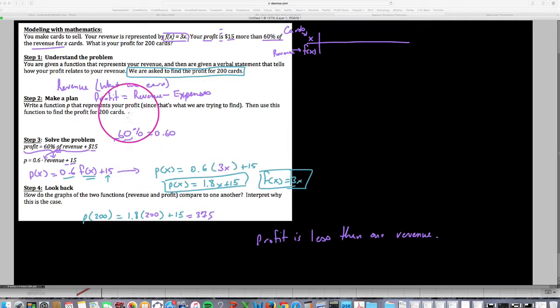But that's how we could look at an application situation, modeling with math here, when we're talking about combinations of transformations of a function. Cheers.